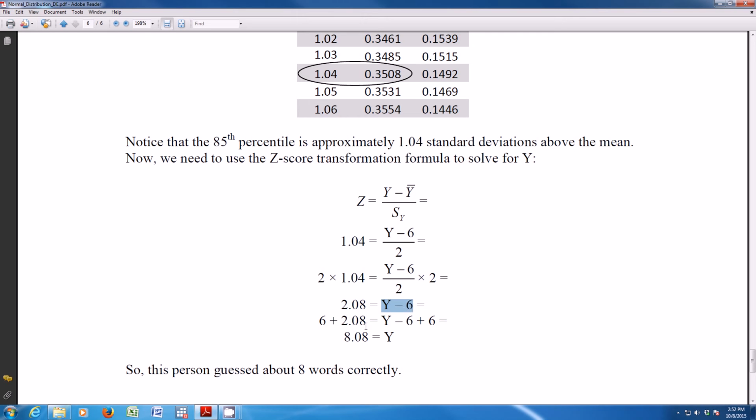So 6 plus 2.08 gives us 8.08. Y minus 6 plus 6, notice that this cancels out, so we're just left with y. So y equals 8.08. That's the answer to our question. So if we basically round it, that means that a person in the 85th percentile guessed about 8 words correctly.